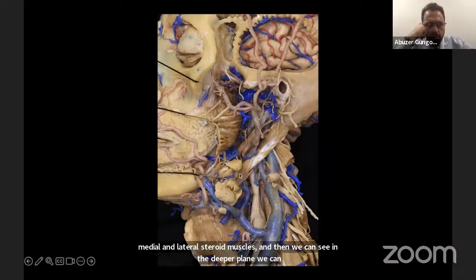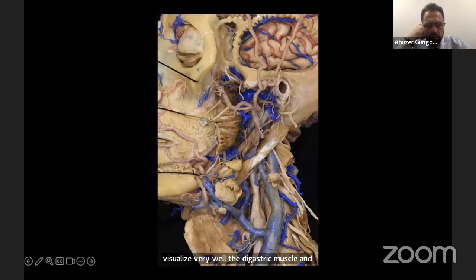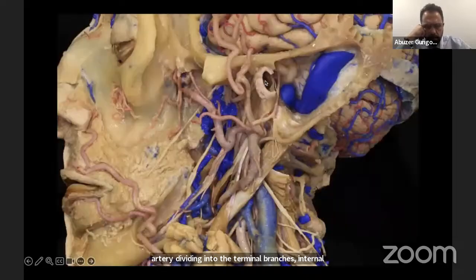we can visualize very well the digastric muscle, and then all the muscles that are attached to the styloid process in a deeper plane. An important anatomical structure here is the carotid artery, the external carotid artery divided into the terminal branches, the internal maxillary artery and the superficial temporal artery. Here we can see more detail. We see the styloid muscles. And then we can also see the digastric muscle.